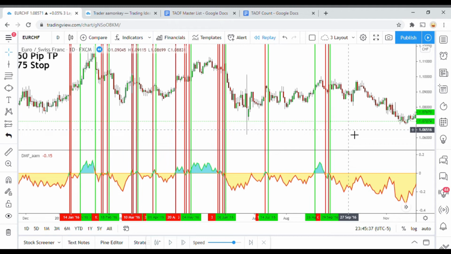So we have 30 signals altogether, and we have 1, 2, 3, 4, 5, 6, 7, 8, 9, and 10. And so we have 10 winning trades. And so unfortunately, that is not going to meet the 60% criteria. And so the dynamic money flow, unfortunately, will have to go on the no list for now. And we will move on to the next indicator from here.